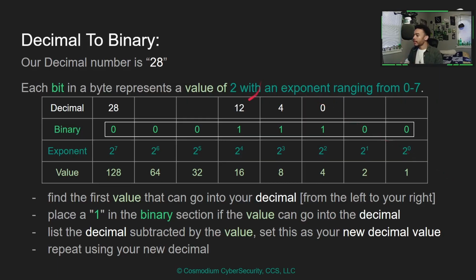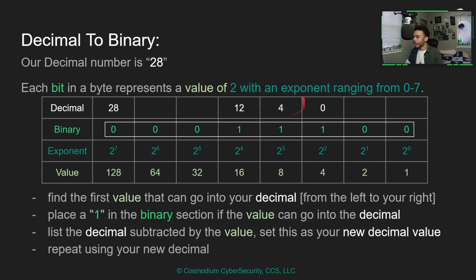So what we do now is we take our new decimal value, which is 12, and we see what the next greatest value is that can go into that number. So that would be 8, right? 8 is the largest value that can go into 12. So we mark it with the 1, subtract, and we get 4. And now we again repeat this process.